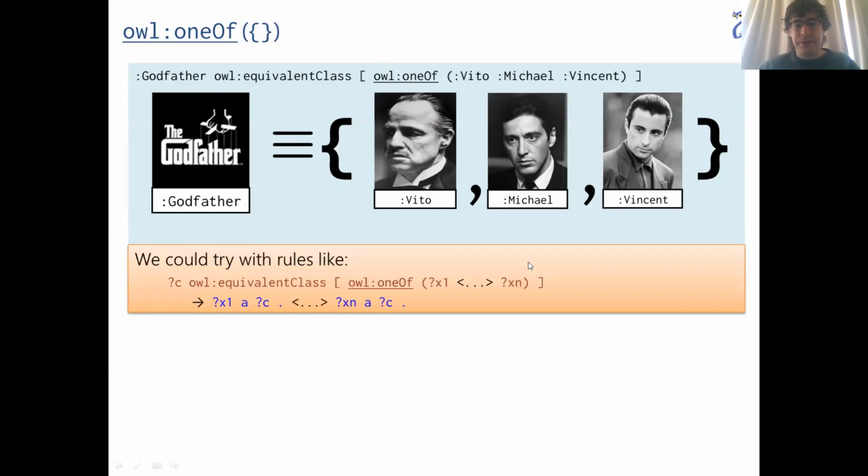So why do we need to do this? The first reason is because we want to be able to define what follows from such a definition, what we can conclude based on such a definition. We could try with rules like, for example, if C is equivalent to this class here, and this class is composed of all these elements here, then all of these elements here are of type this class. So essentially we would conclude based on this rule that Vito is type Godfather, Michael is of type Godfather, Vincent is of type Godfather, right? But there are other things that this definition means. So we could infer this, right?